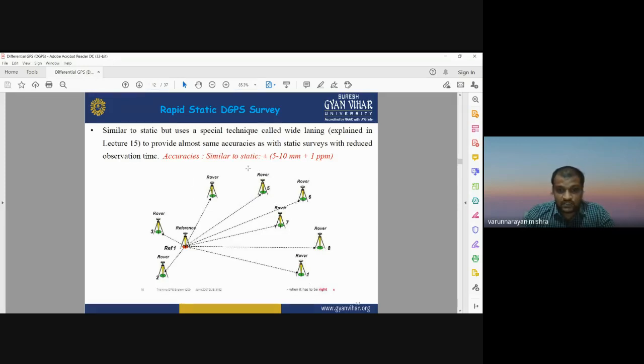Rover station means the receivers used to collect the observations at different positions: 1, 2, 3, 4, 5, 6, 8, 9, 10, however many locations are possible. You can have different locations to get the coordinates using the rover GPS, and the reference station is fixed. All of them should be within a range of 15 kilometers only. You can visit any location within 15 kilometers around the reference station or base station.